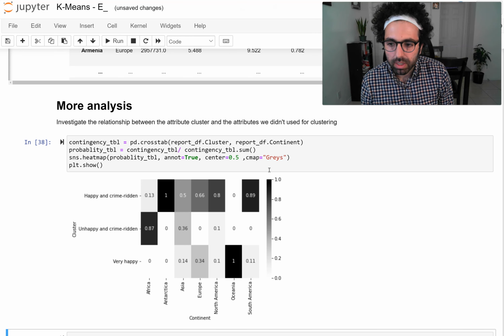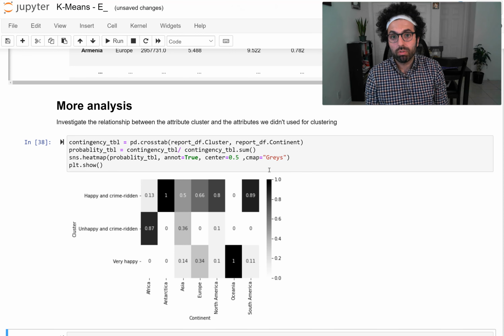And most of the unhappy and crime-ridden countries are either in Africa or Asia, some also in North America. Then happy and crime-ridden, some of them are in Asia. A good part of Europe is in the happy and crime-ridden group, also North America and South America. So there is a relationship between happiness and the continent.